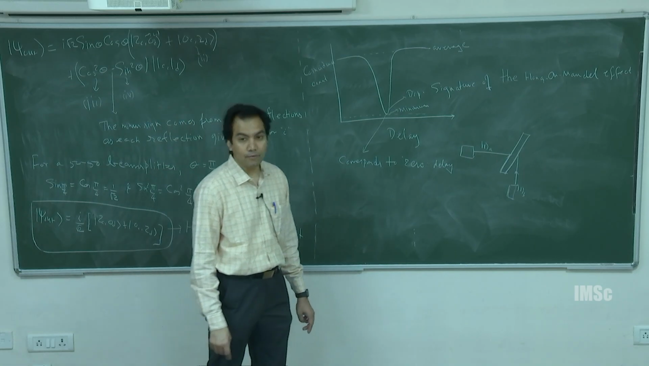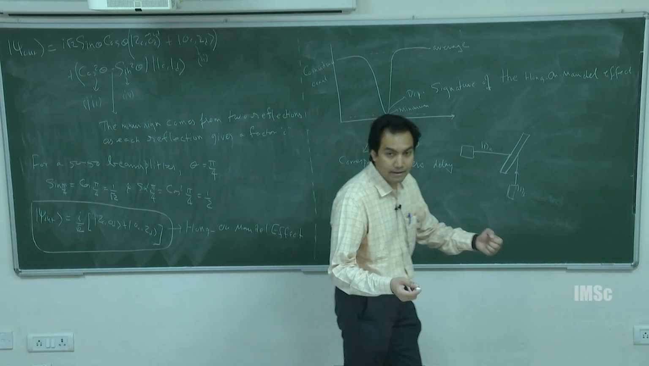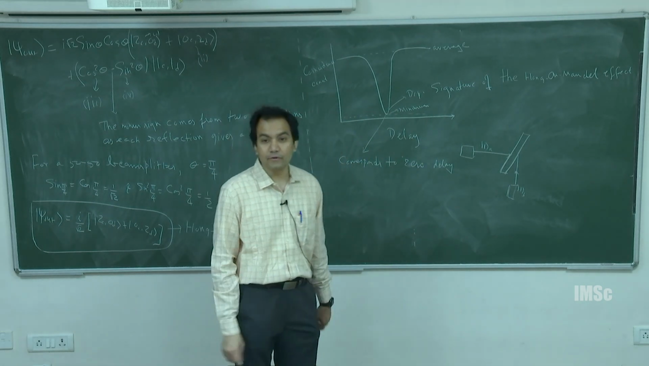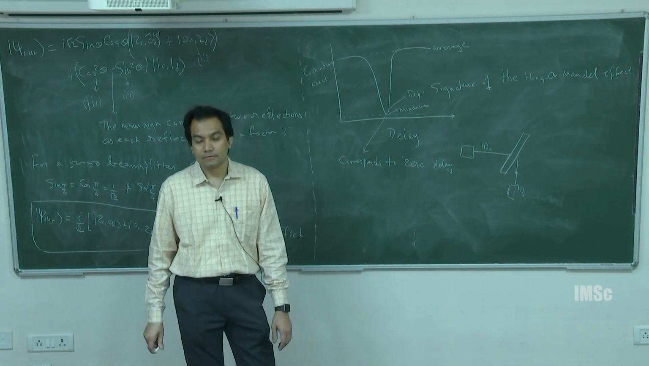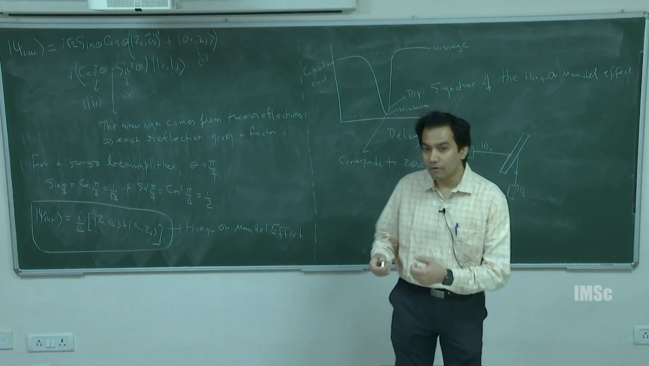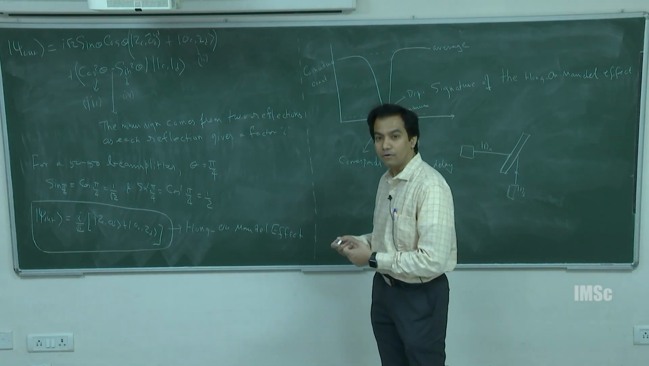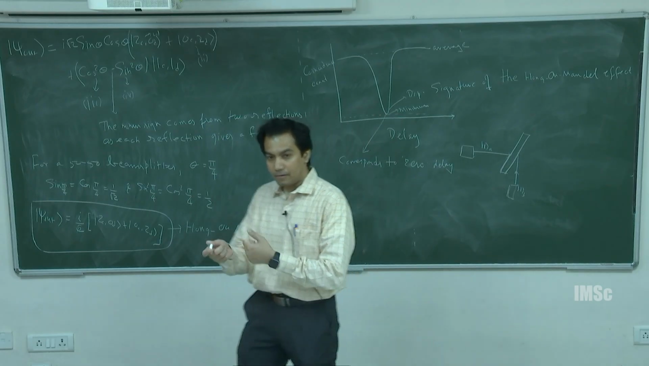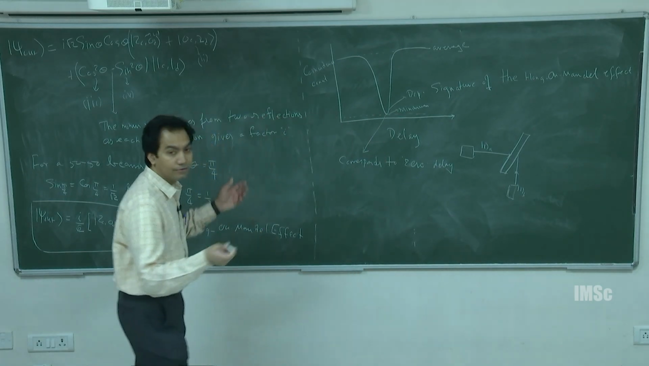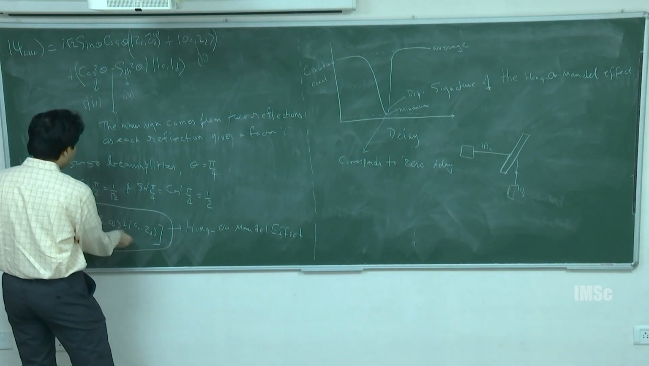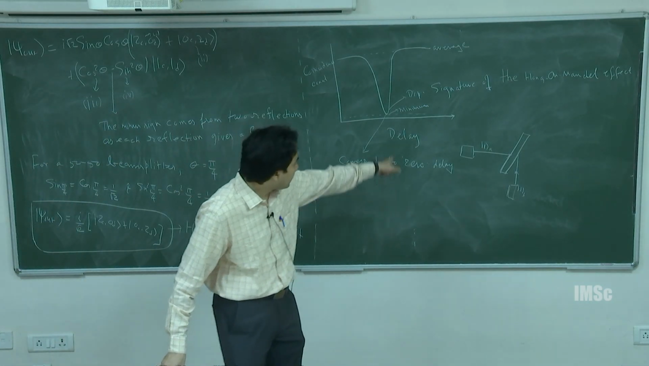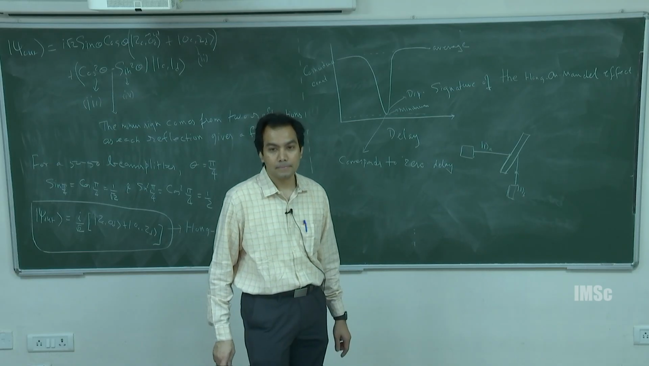So if you keep increasing the delay, then the coincidence counts will increase, and if the delay exceeds the correlation time or the coherence time between the two photons, then you will get coincidences. So this will no longer be the state. Okay, that's what the delay tells you.